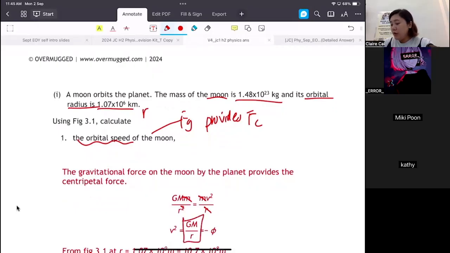So GM over R looks familiar, right? Potential, negative GM over R. And since I already have the distance, and previously it shows how the gravitational potential changes with distance, I should go back to the previous page. Look at the distance, 1.07 times 10 to the power 6 km. What is the potential?